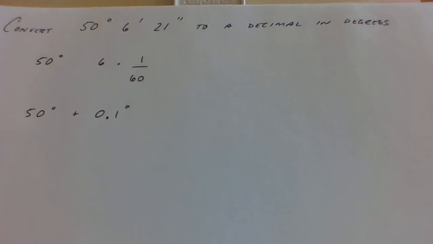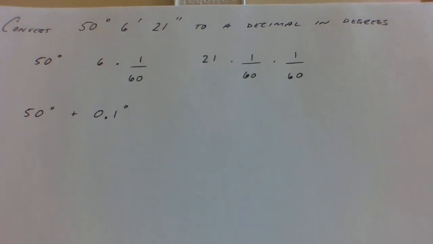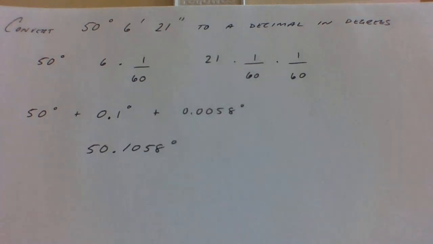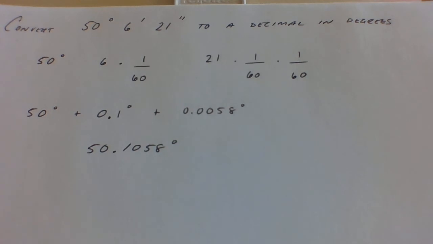And now we want to go ahead and do the same thing with our 21 seconds. Keep in mind we have to make 2 conversions on this one. We have to go from seconds to minutes, and then from minutes to degrees. So we're going to take that 21 and multiply it by 1/60 2 times. Right? The first one's going to allow us to change it to minutes, and then the second one's going to allow us to change it to degrees. And when I multiply this out, I'm going to get 0.0058. And now we can go ahead and add each of these pieces together for our final answer. And this is going to give us 50.1058 degrees.